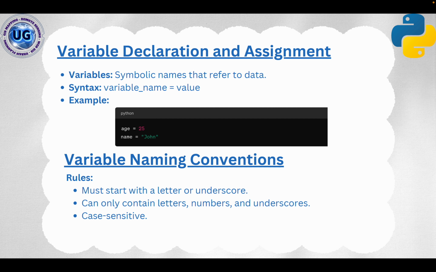Variable naming conventions. Rules: it must start with a letter or underscore. It can only contain letters, numbers, and underscores. It is case sensitive. So if we define age is equal to 25, we should write age in small letters, not capital letters.